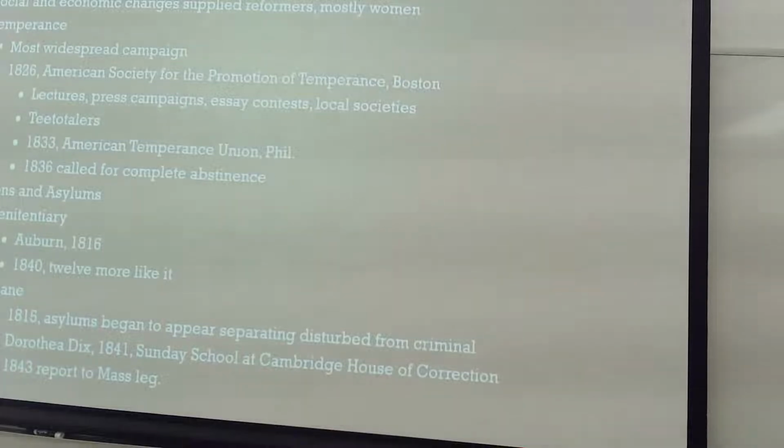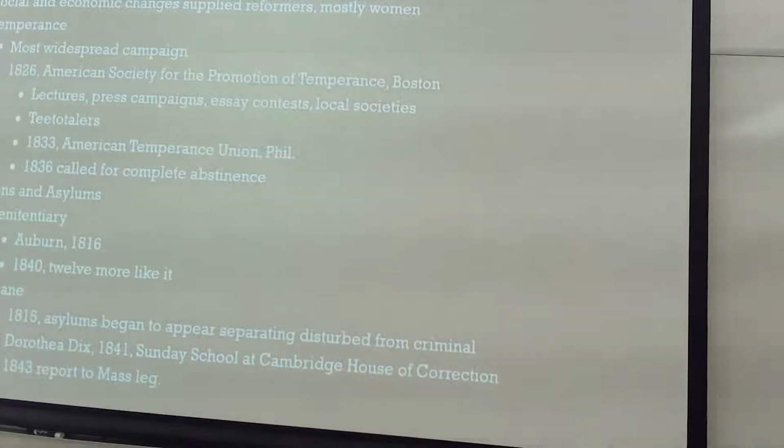They lead lectures, they have press campaigns, they host essay contests, local societies. They're the ones that come up with the word teetotalers. Because the soldiers of the cross, which is what they called themselves, should lead blameless lives. So you would have to sign that you were totally abstinent. That's where you put a T for total. You were a teetotaler.